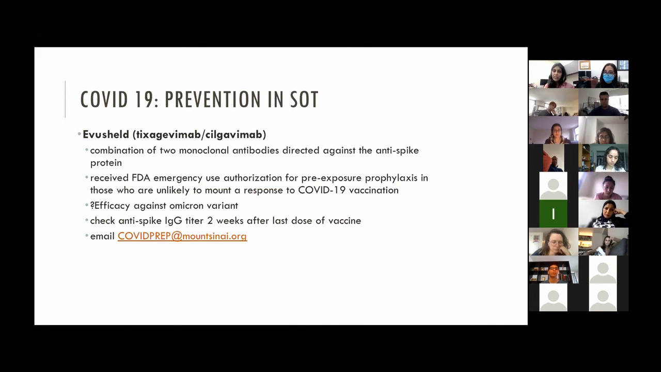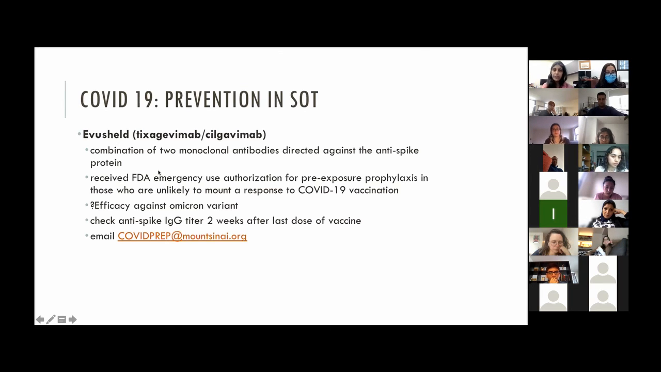And as you can imagine, this is a really common cause for ID consult at this point. What do we do with a transplant patient who's gotten 3 or 4 doses and just has no antibody response to their vaccine? So there was a new drug approved for this population called Evusheld.